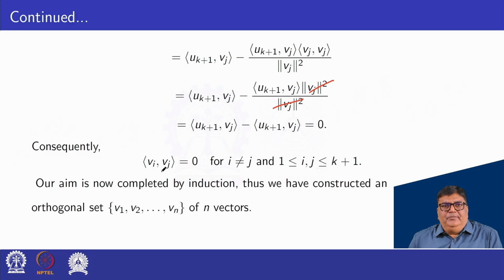Consequently, inner product of vi and vj is equal to 0 for i not equal to j, where i and j lie between 1 and k plus 1. So our claim is now completed by induction. Thus we have constructed an orthogonal set v1, v2 and so on up to vn of n vectors.